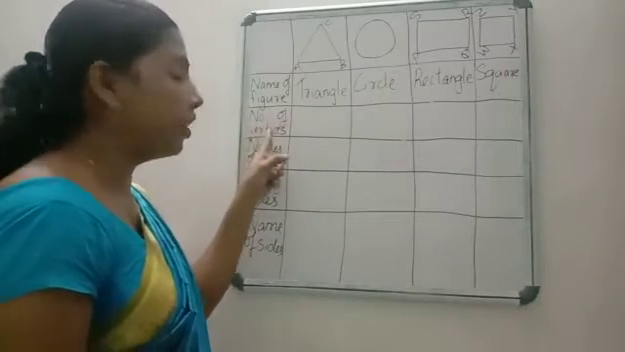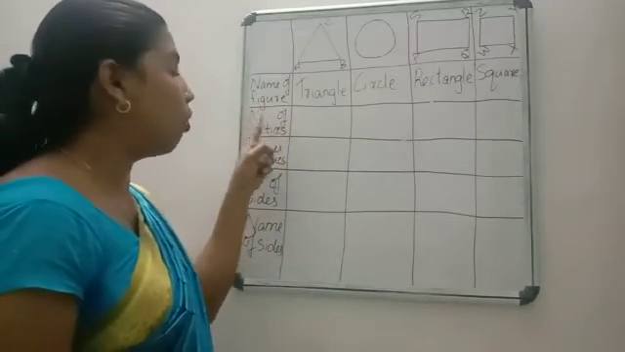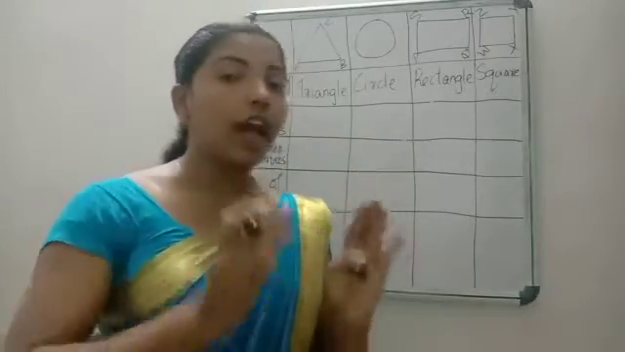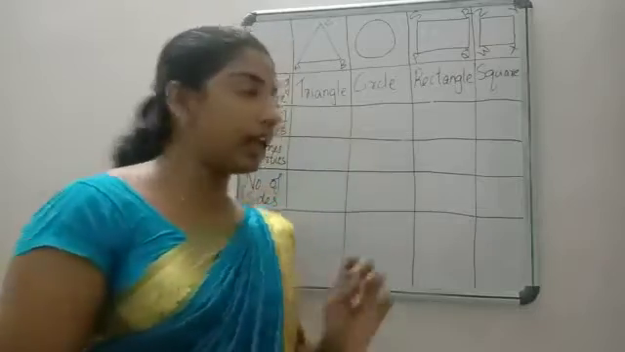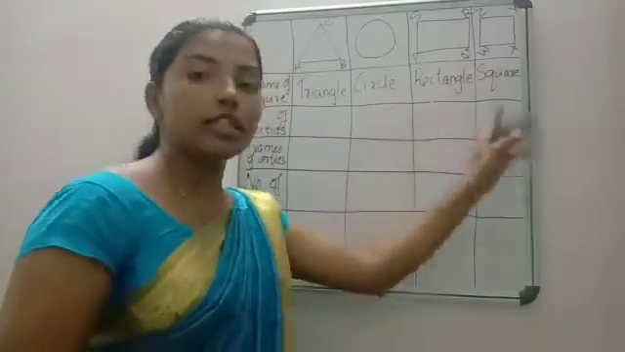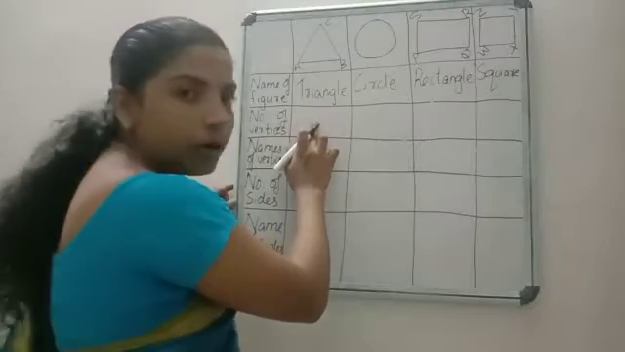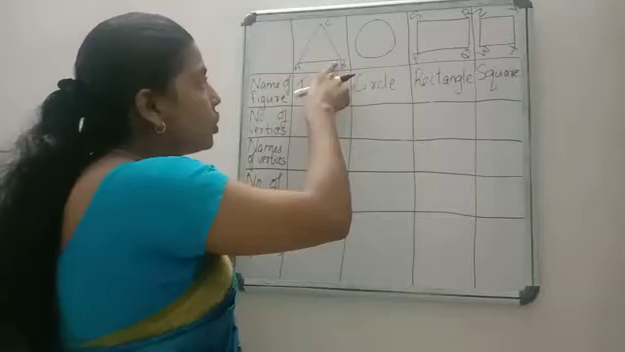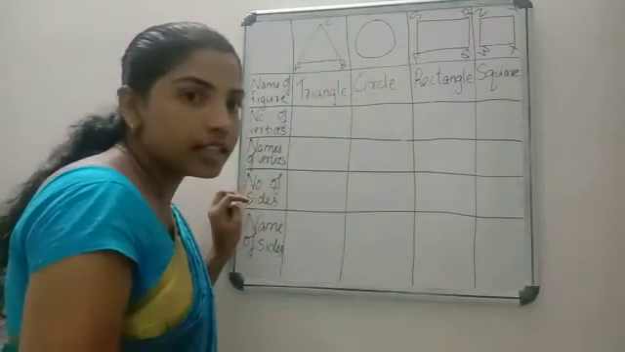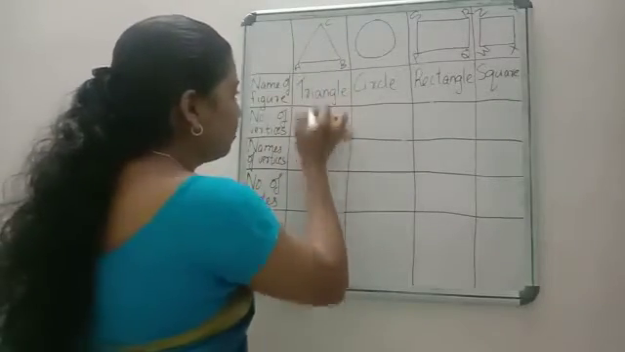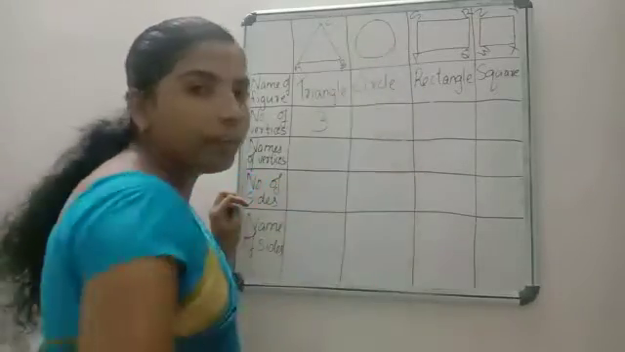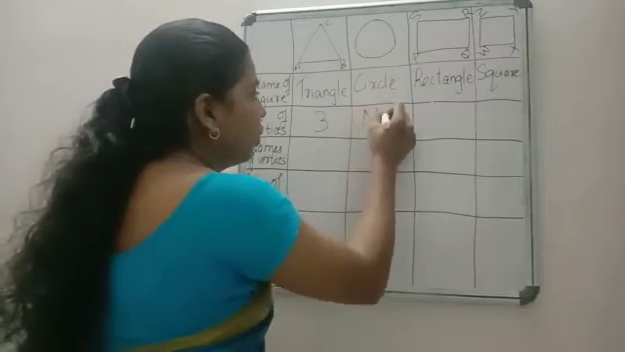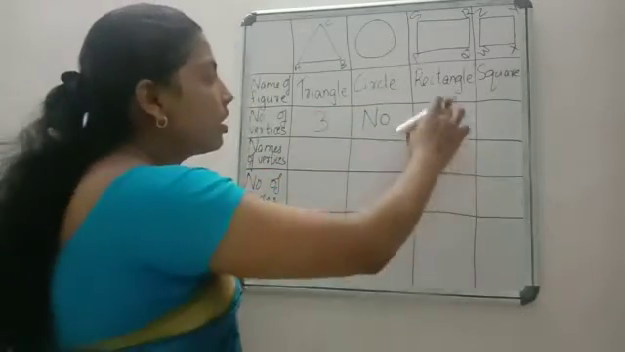Number of vertices. Now we have to count. We have to observe the figure and count how many vertices are there and write in the respective columns. Okay, see the first figure. Count the number of vertices. 1, 2, 3. So how many vertices are there? 3. Next, count the number of vertices. Are there any vertices? No vertices are there.